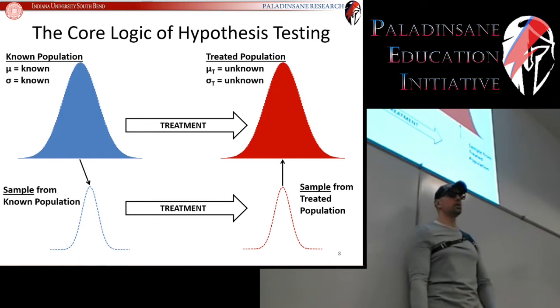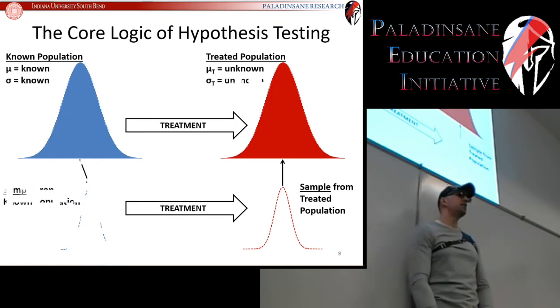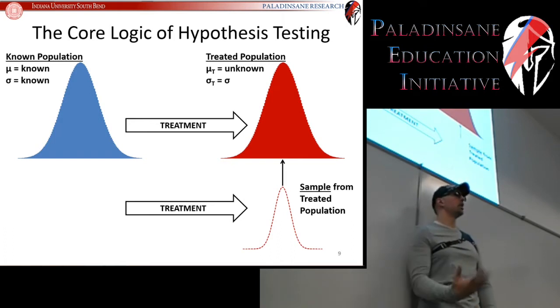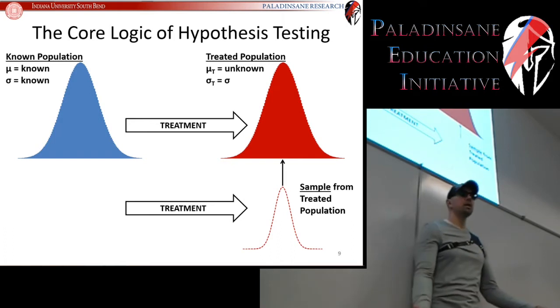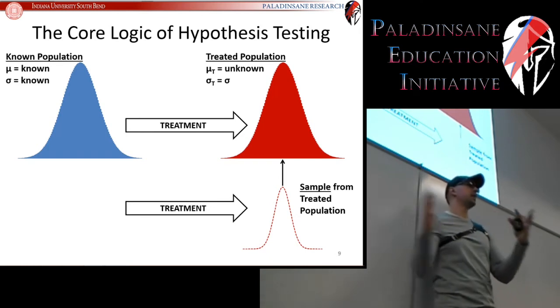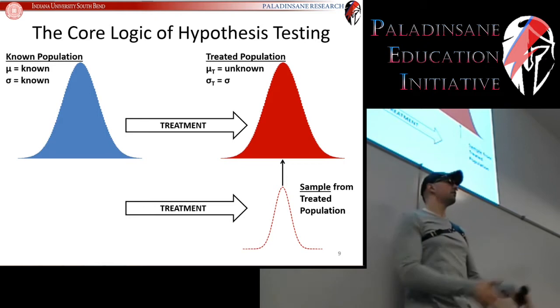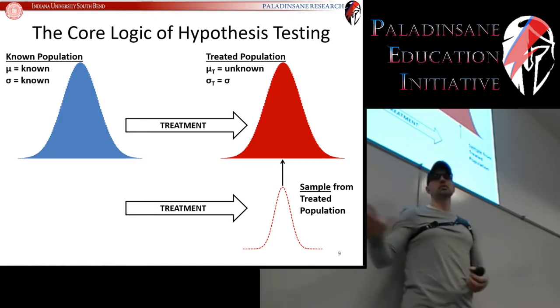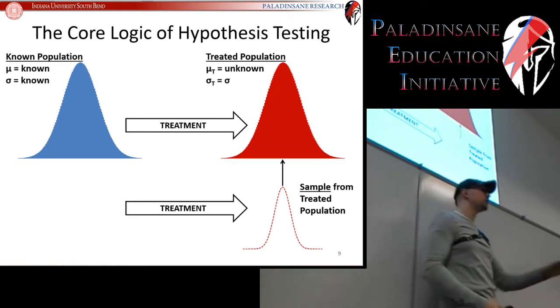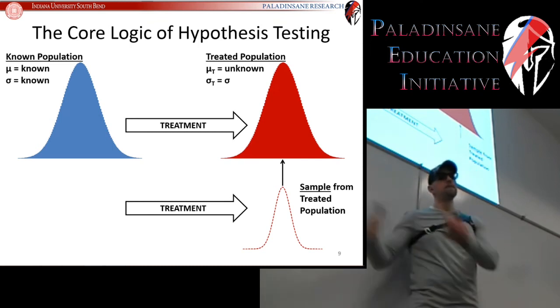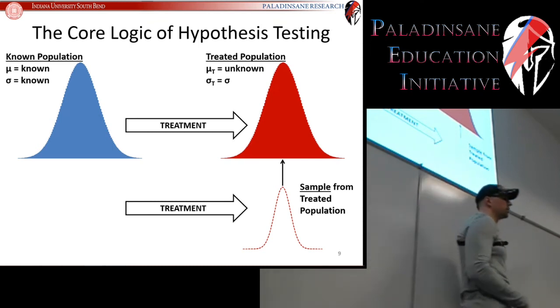But we do make one more assumption just to make the math easy, and that is that the standard deviation of the treated population equals the standard deviation of the known population. And what that means is that your treatment affects everybody equally. So if we had an IQ pill, it brings everybody up 20 points. It doesn't work better for people with low IQs. It doesn't work better for people with high IQs. Everybody gets the same effect. Everybody gets moved up the same amount. And that's just an assumption that makes the math incredibly easier.